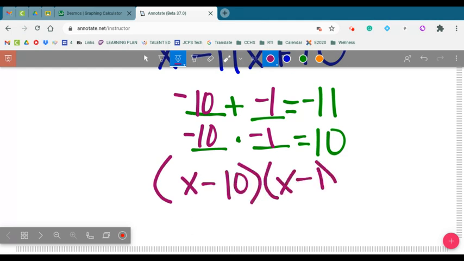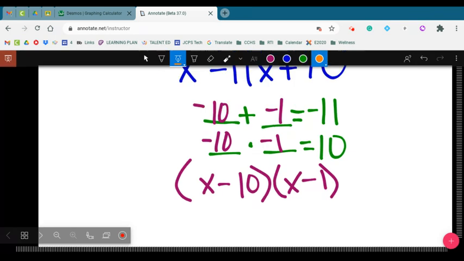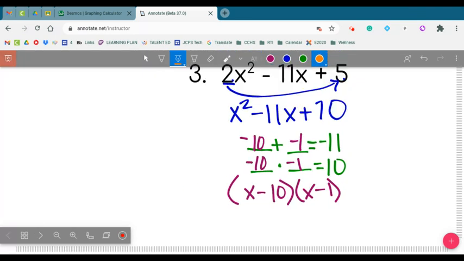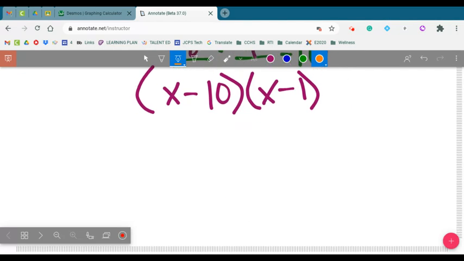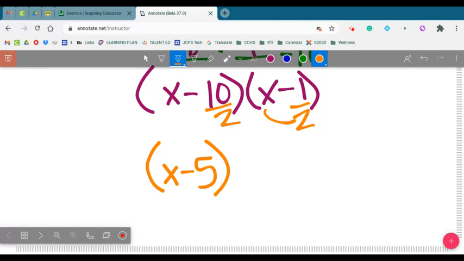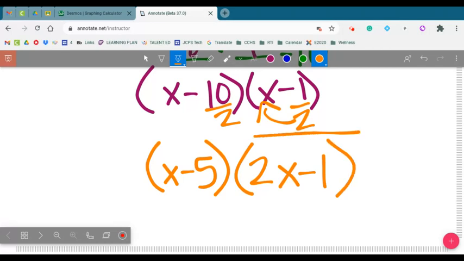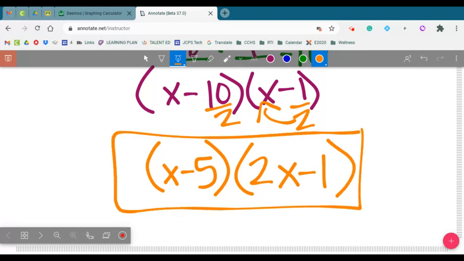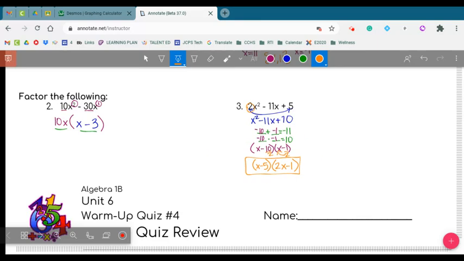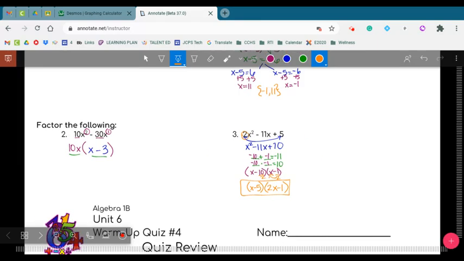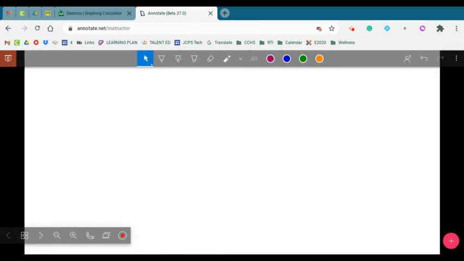And then we have to divide by the number that we swung. So the number that we swung was this 2 at the beginning. So we divide both by 2. So we get x minus 5. That simplifies. This 1 over 2 does not, so the 2 gets swung to the front. So we get 2x minus 1. And those are my 2 factors. Okay, let me know if you guys have any questions over either of those. Let's go on to the back page, which is our word problem.